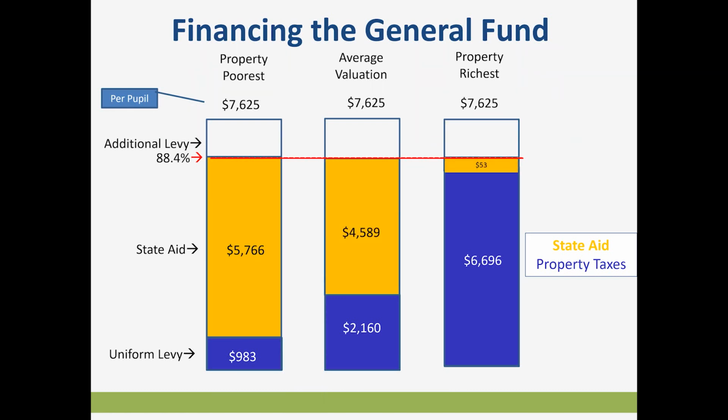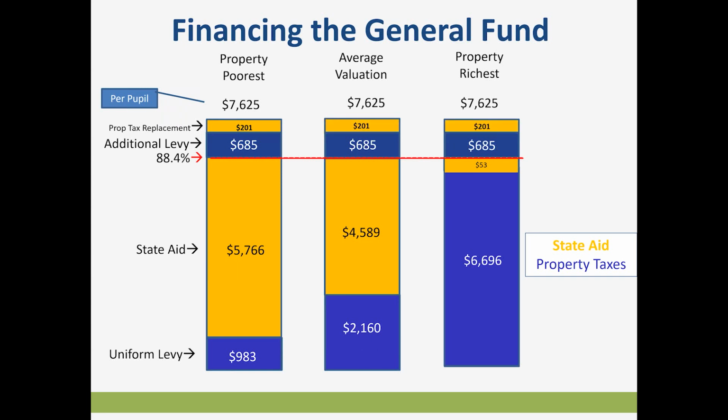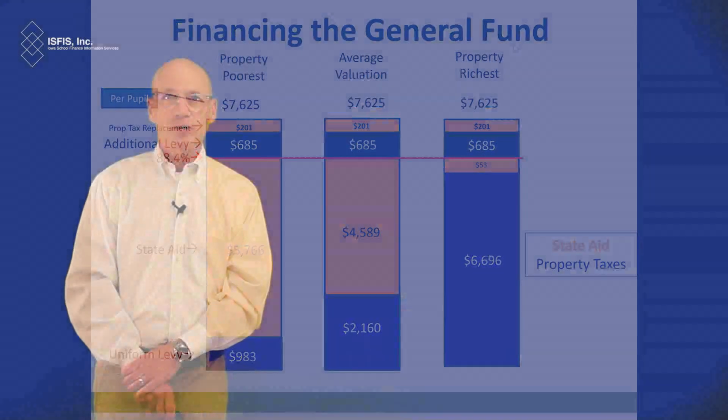And then the additional levy funds through the property tax $685 per student. Now, the $685, while it's the same on a per student basis, is going to take a higher tax rate in the property poorest district than it is in the property richer districts. The property tax replacement payment of $201 per student funds that final 11.6%. Now, the state aid is the gold area, so you can see that gold makes up the state aid and the property tax replacement payment, and property taxes make up the uniform levy and the additional levy. So while property taxes are partially equalized under the formula, they're not fully equalized under the formula.